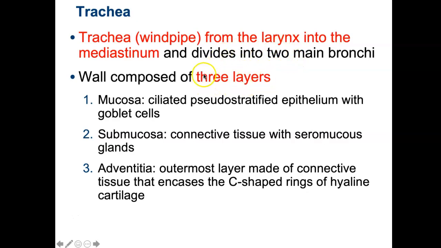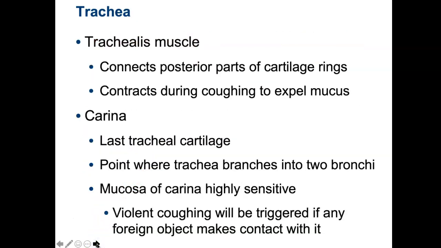And then we're going to talk about three layers again. So kind of common, right? We always have an epithelium layer, and then we have a connective tissue layer, and then we have an outer connective tissue that almost acts like a fibrous connective tissue. We'll also talk about this trachealis muscle that we have, and this carina. This is the last tracheal cartilage.